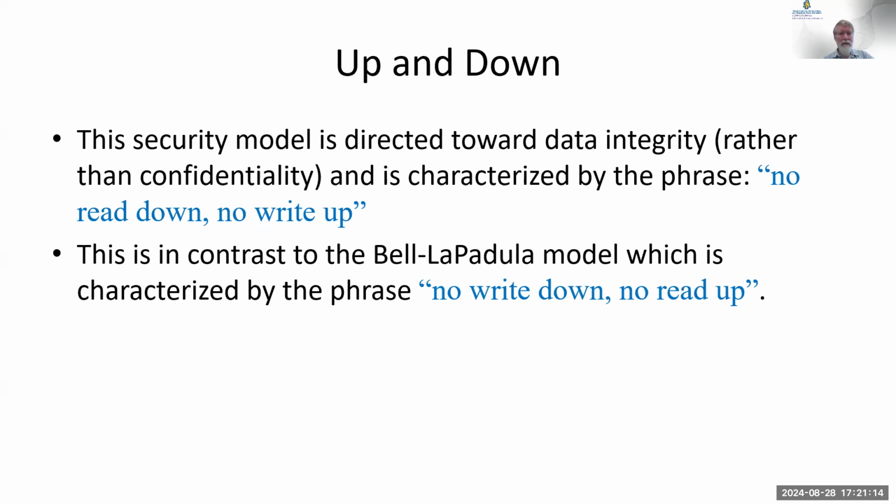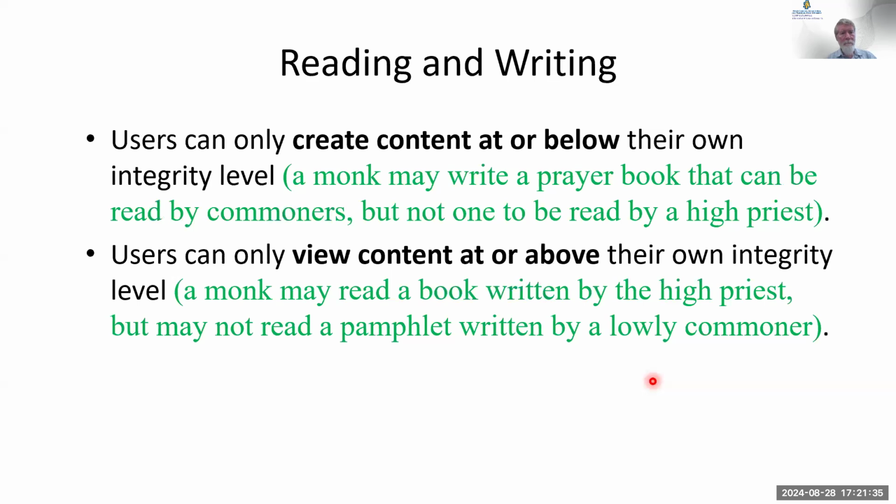All right. So in the Bell-LaPadula model, you could read down but not up. It's opposite here. This is reviewing the Bell-LaPadula model. We already know what that is. Going on, in the Biba model, you can read things at your level or a higher level, but you can't read things at a lower level. Likewise, you can write things at a lower level or the same level, but you can't write things at a higher level.